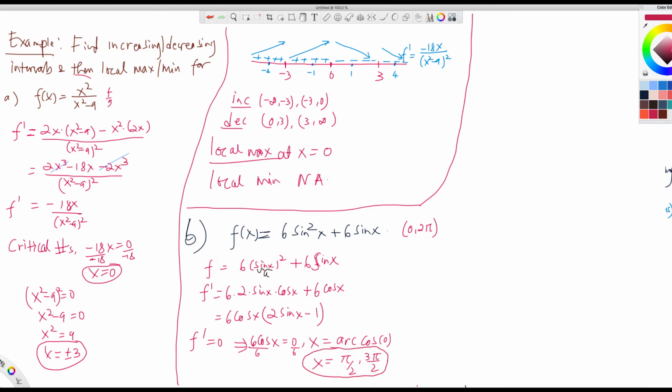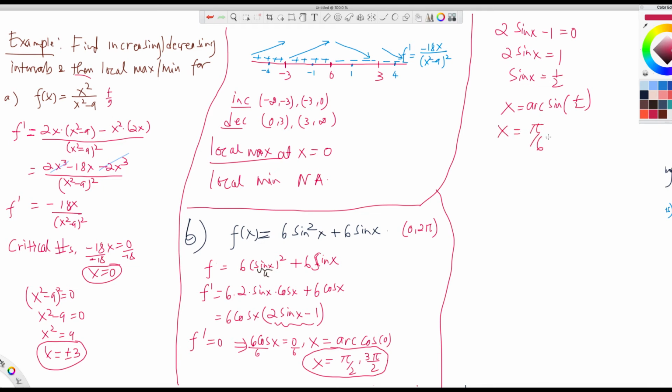You see that? To find the other set of critical values, how do you do that? Basically you will do either this equals 0 or that thing equals 0, right? Or 2 sine x minus 1 equals 0. So add 1 on both sides: 2 sine x equals 1. Divide by 2, sine x equals 1/2. So what is x? You need to take arc sine of 1/2. So what are those values? x will be pi over 6 and then 5 pi over 6.